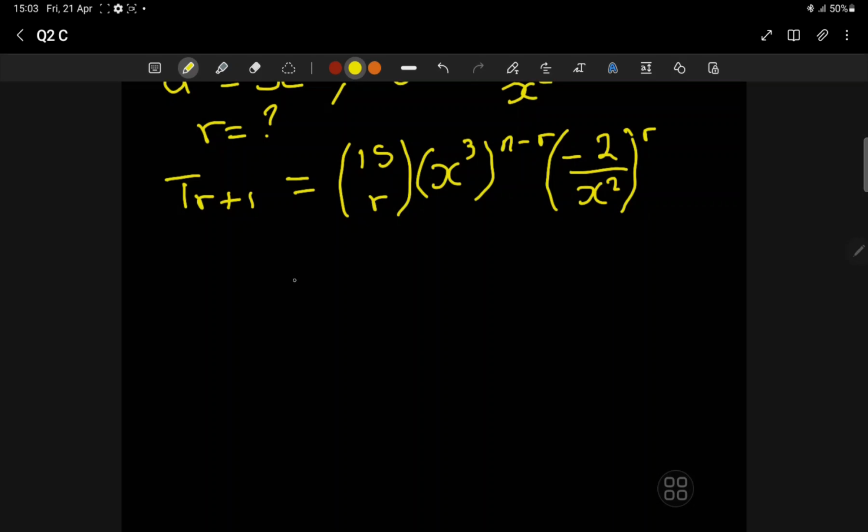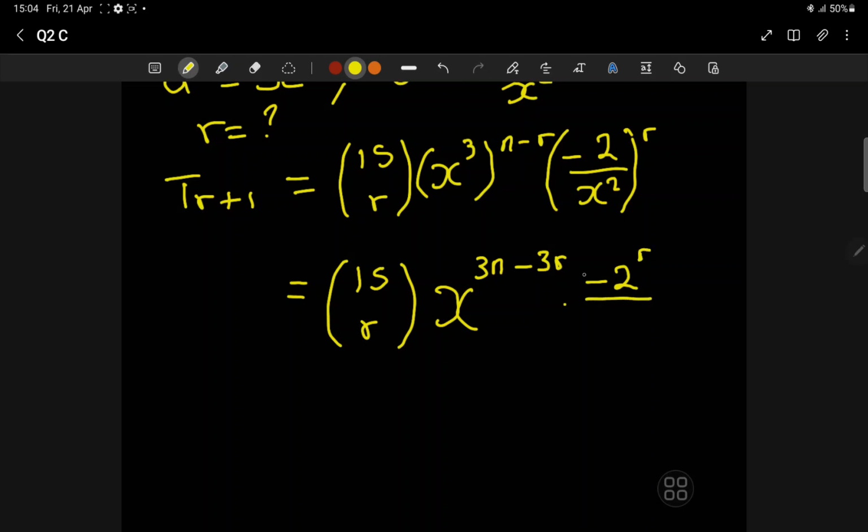We simplify, so we have 15 combination r, so the 3 will multiply with n minus r, so we'll have x^(3n-3r). The r can also multiply with the exponent for 2 and the exponent for x, so that we have (-2)^r over, the r is affecting -2, as then we have x^(2r).